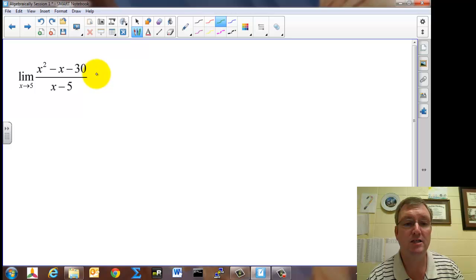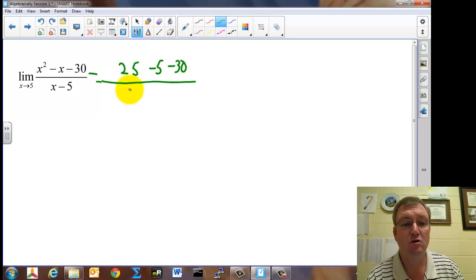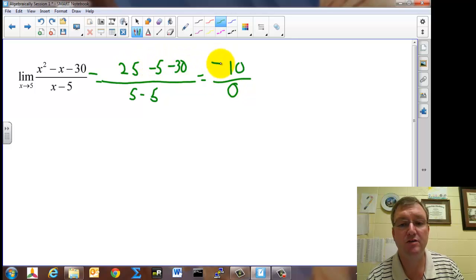So let's write that down to be sure we did that right. 5 squared is 25 minus 5 minus 30 over 5 minus 5. That gives us a 0 in the denominator. 25 minus 5 is 20 minus 30 is negative 10. Is this the indeterminate form?